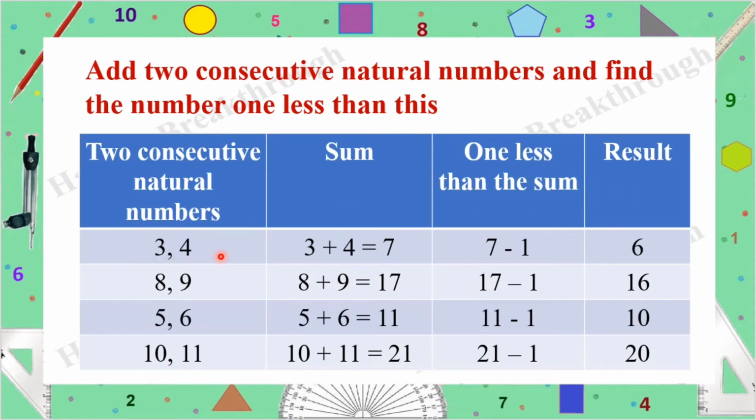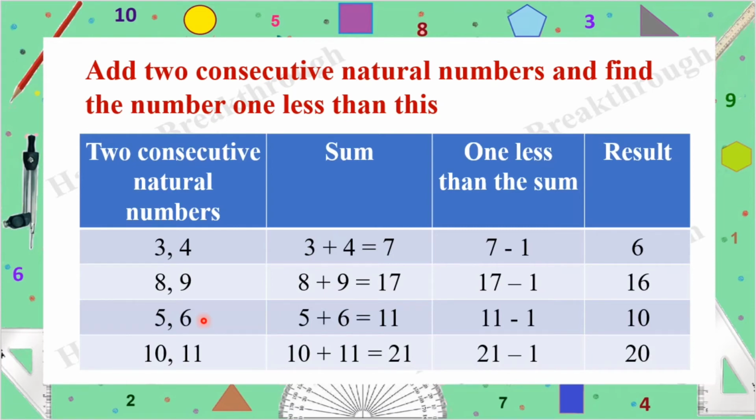So let's take the first two consecutive natural numbers as 3 and 4. And their sum, 3 plus 4, is equal to 7. 1 less than the sum, that means 7 minus 1. Here the sum is 7, so 1 less than the sum is 7 minus 1, and its result is 6. And another example, 8 and 9. 8 plus 9, 17. 17 minus 1, 16. Like that, you can try the remaining two examples.